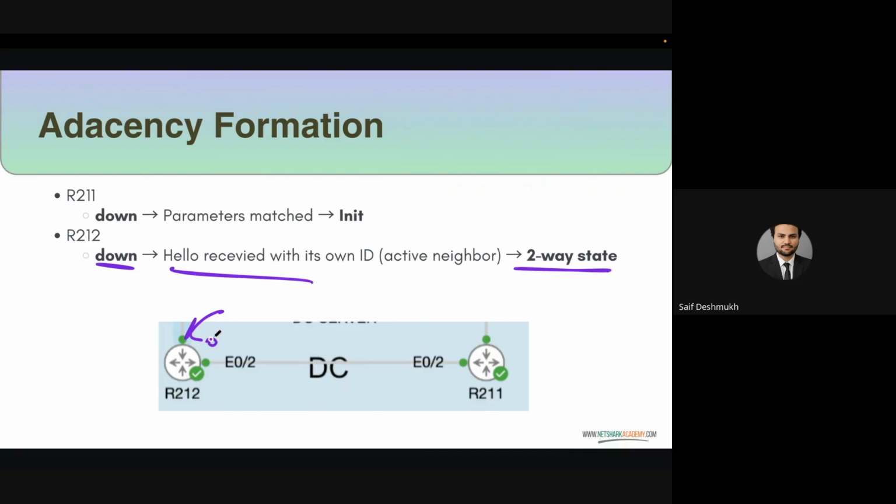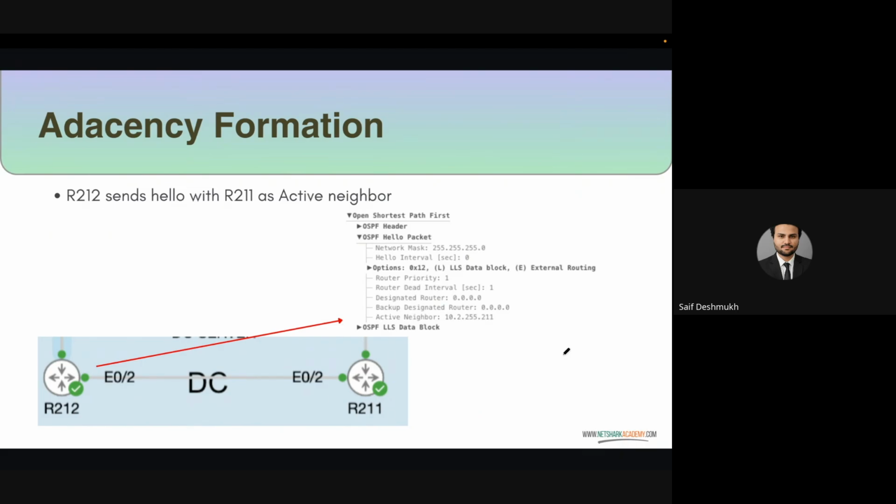And then the next hello is going to be sent out, in which the active neighbor is going to be 211. This guy also knows about it. So what it does, from down to init and from init to two-way state. So two-way state only happens when they receive a hello packet with their own router ID. And then two-way state goes. 212 is sending a packet, adding the active neighbor router 211 there. So both parties at the moment are in the two-way state.